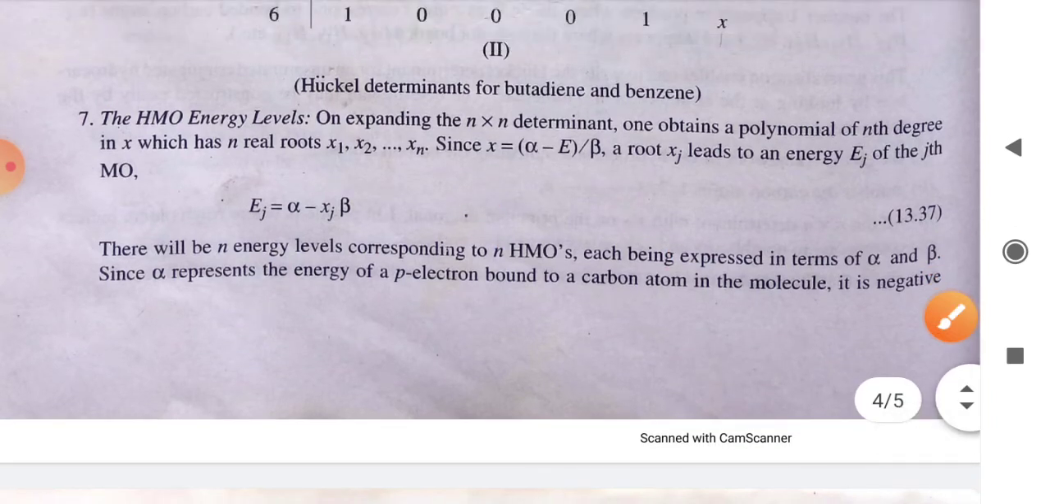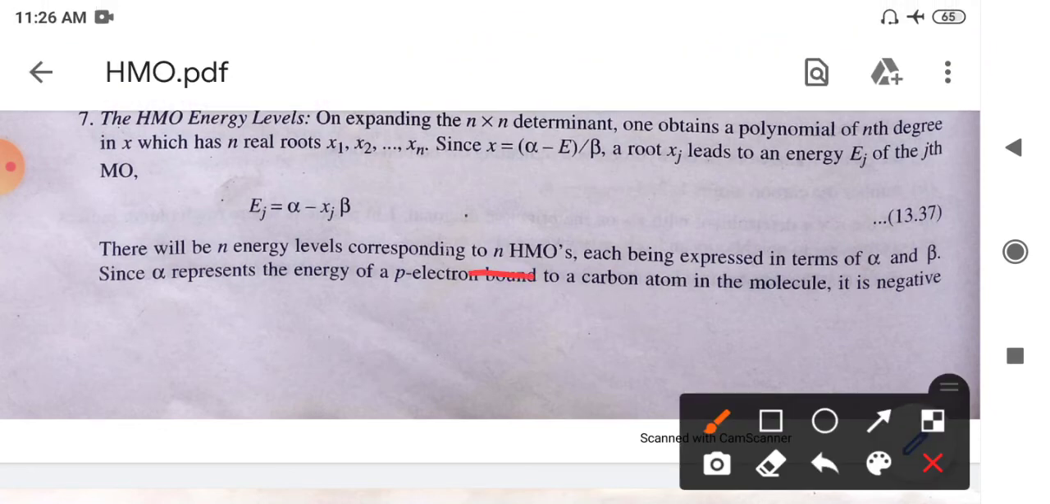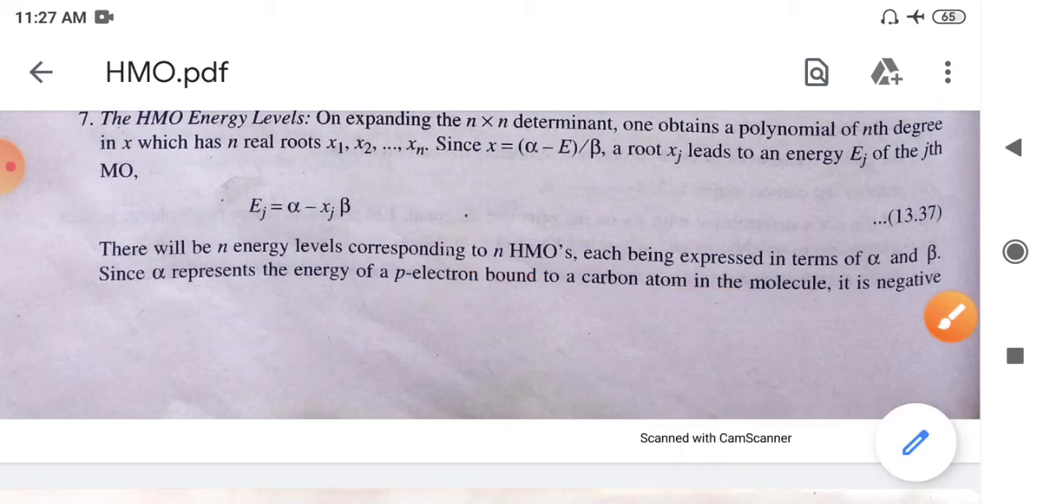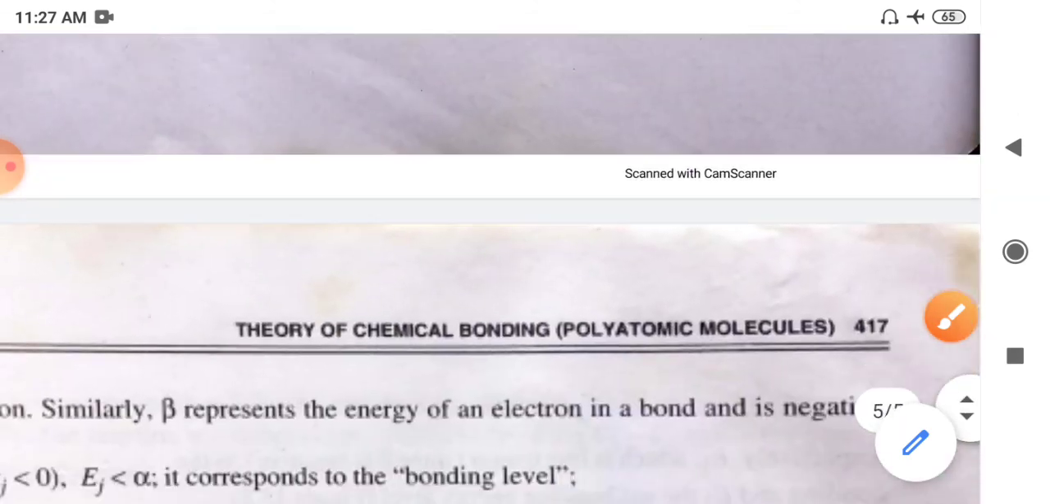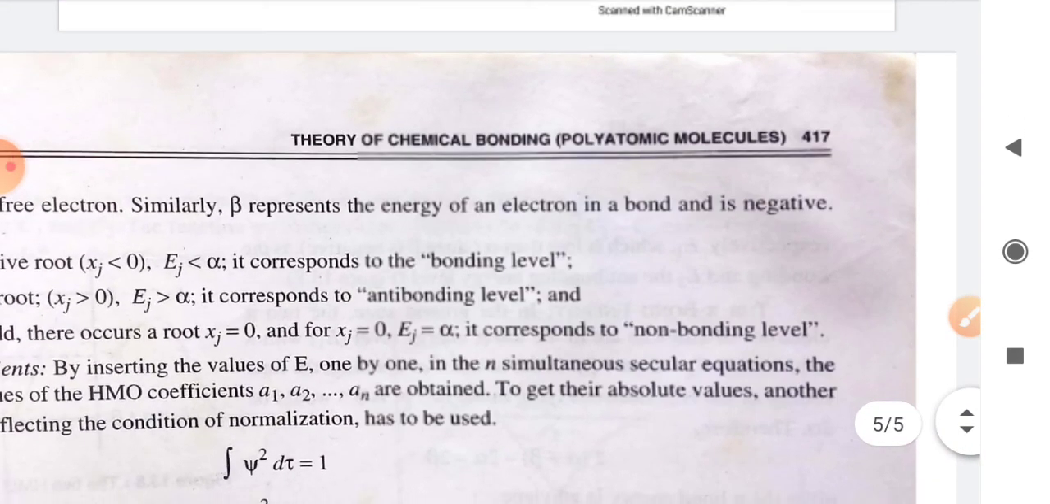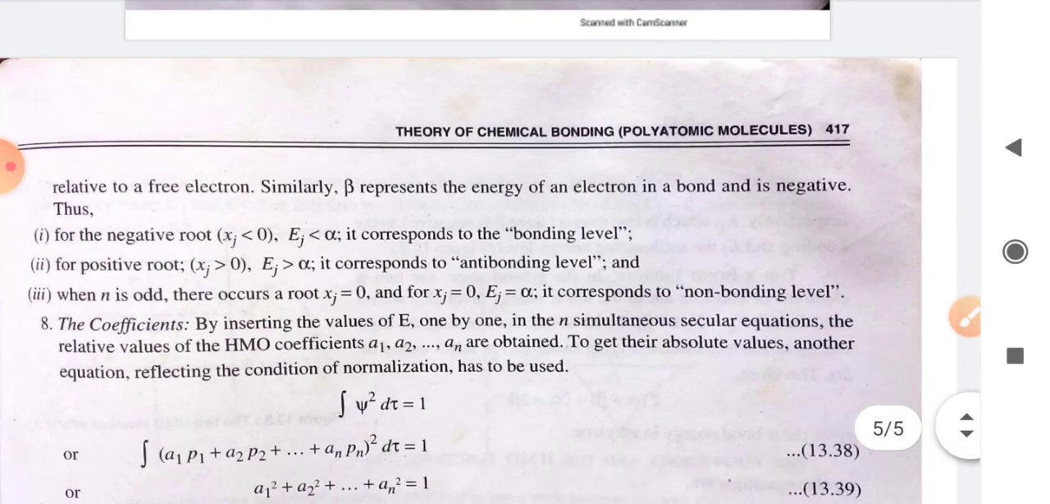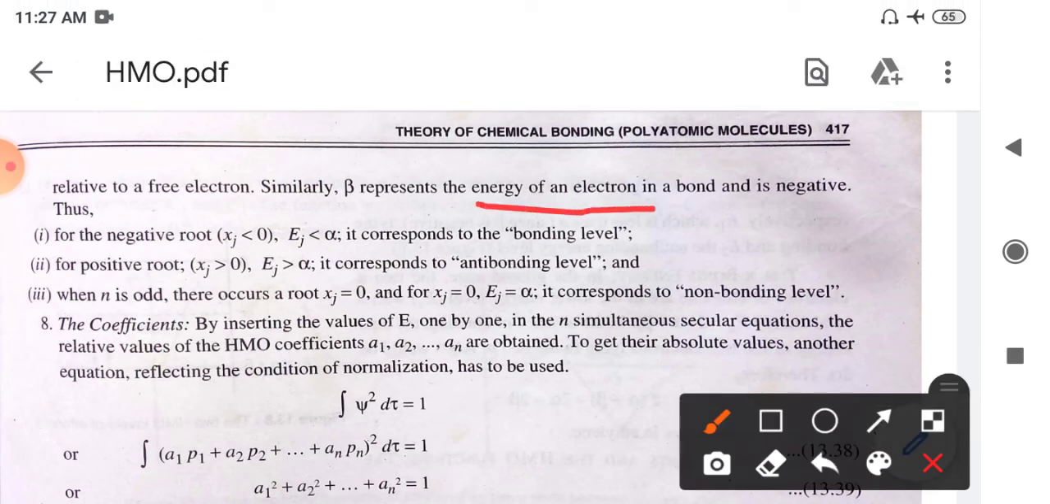So there will be n energy levels corresponding to the n Huckel molecular orbitals, each being expressed in terms of what? Alpha and beta. Alpha represents what? The energy of the p electron present in the carbon atom in the molecule, and this energy is always negative because this forms a stable system. And beta represents what? The energy of the electron in the bond, which is also negative. So both alpha and beta values are negative.